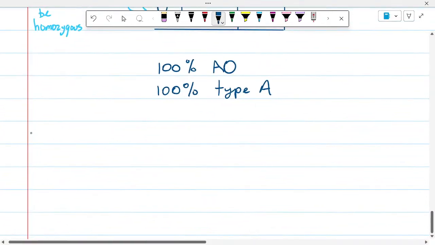We're going to do part 3, and we're going to call this dihybrid crosses. Does anyone know their blood type?